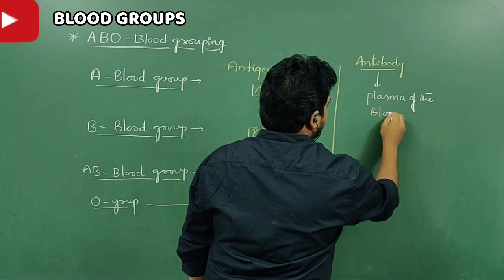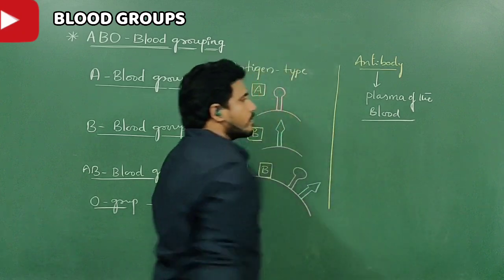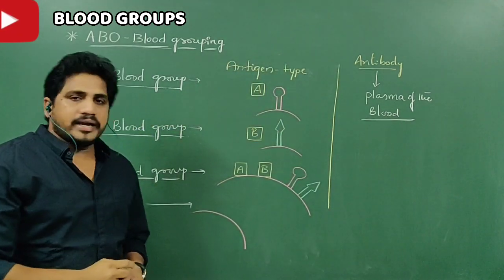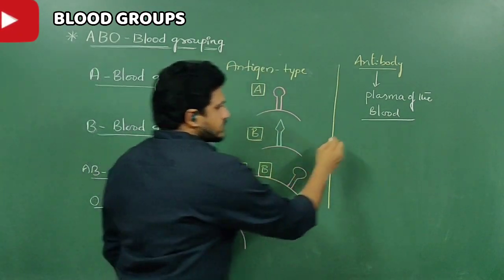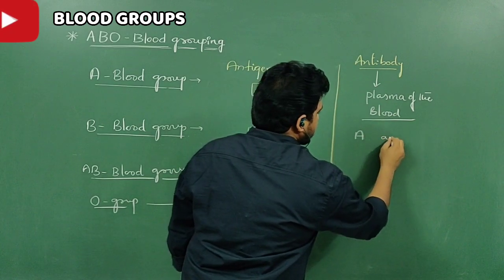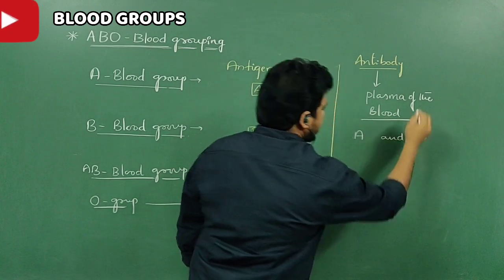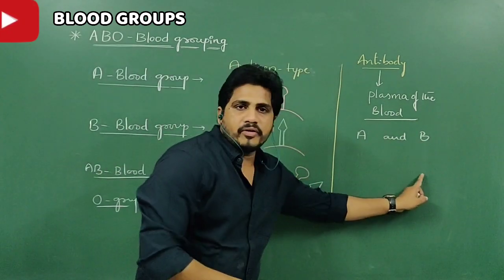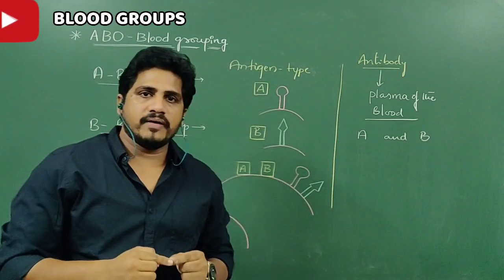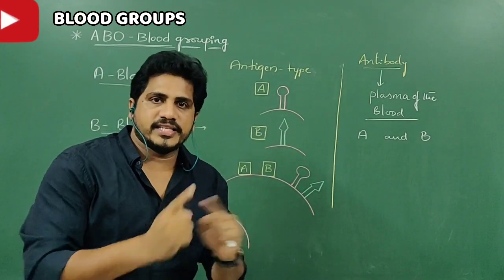Plasma of the blood. These antibodies are of two types, A and B. These antibodies are developed inside the plasma. They help in blood transfusion.